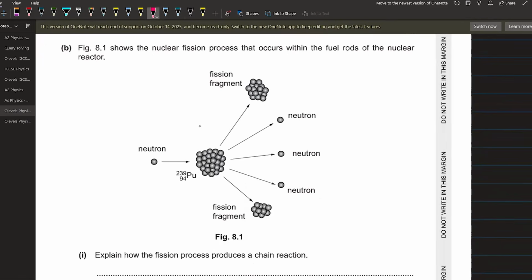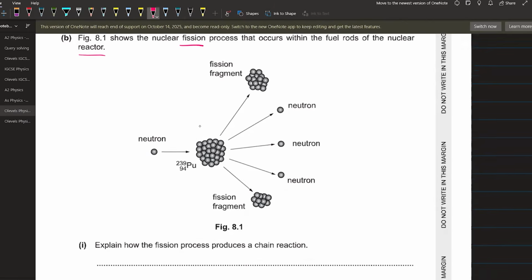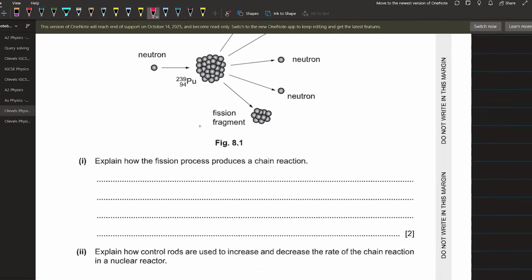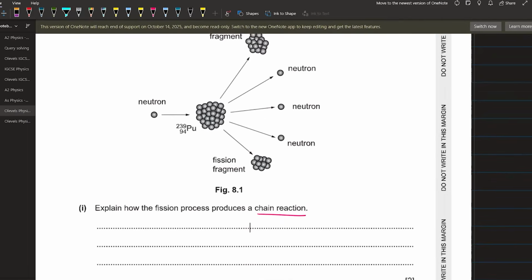Figure 8.1 shows the nuclear fission process that occurs within the fuel rods of the nuclear reactor. अच्छा जी, ये nuclear fission reaction है that occurs within the fuel rods of the nuclear reactor. Okay. Explain how the fission process produces a chain reaction. बेटा ये evident है. अगर कोई बच्चा गौर से ये डायग्राम को देखेगा ना तो उसको एविडेंटली समझ आ जाएगा व्हाई फिजन इज अ चेन रिएक्शन.